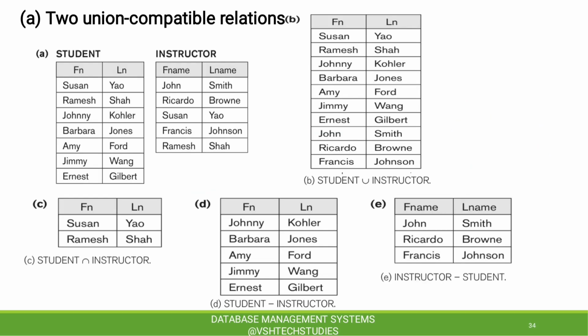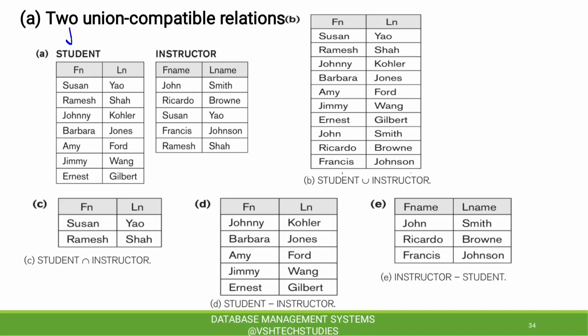For any set theory operations, the two relations must be compatible. That is, if we take two relations, student and instructor, in both the number of columns and the type of columns must be same. If there are two columns here, there must be two here also. And if they are of integer type, here also integer type. Or if float type or string type or any type, the number and type of columns in both the relations must be same for any set theory operations.